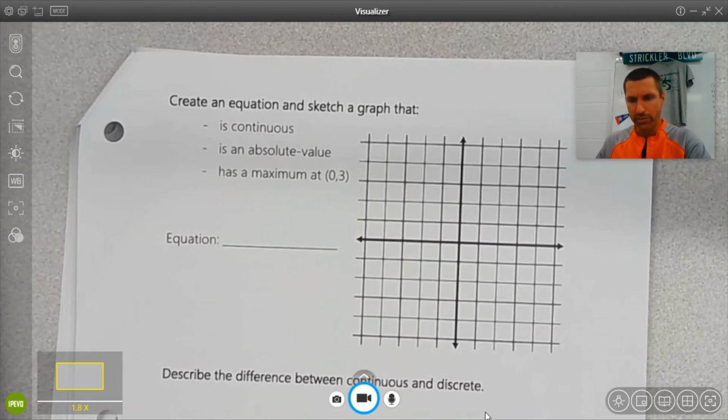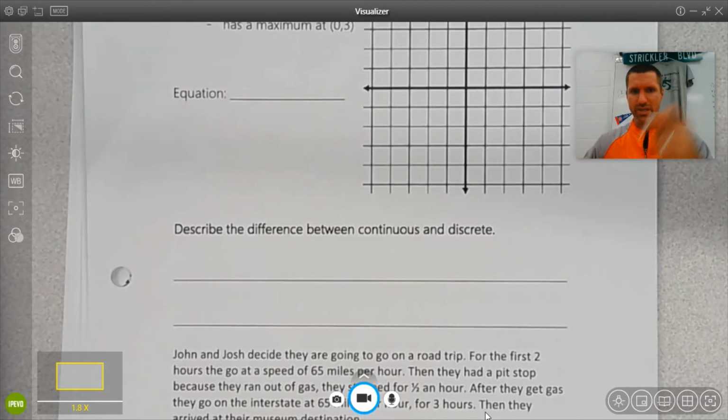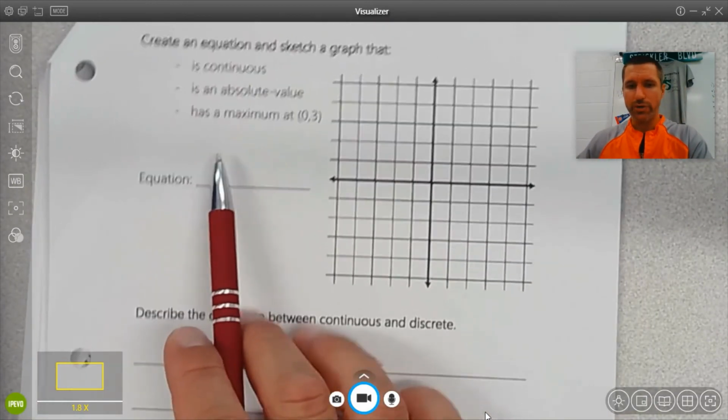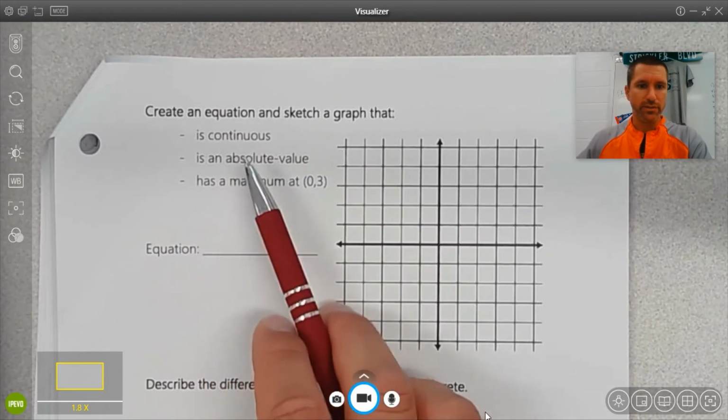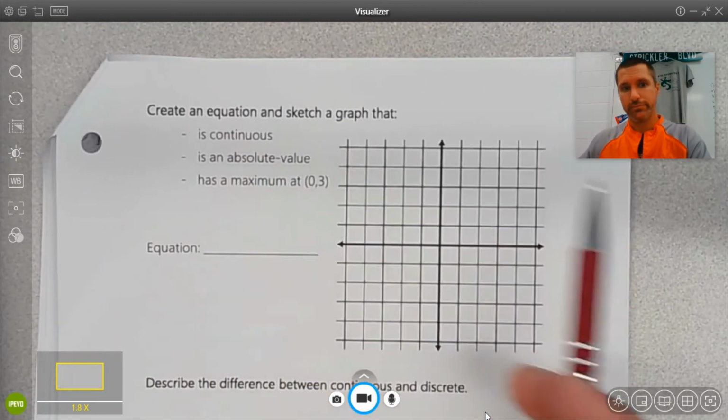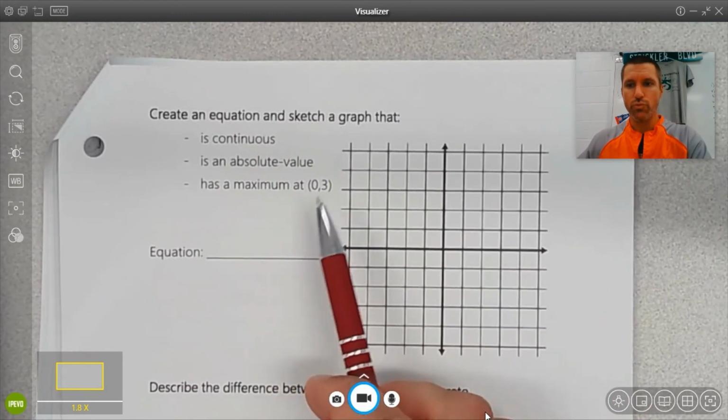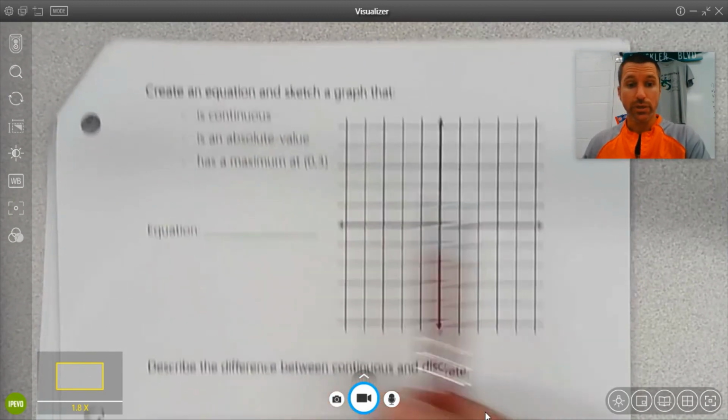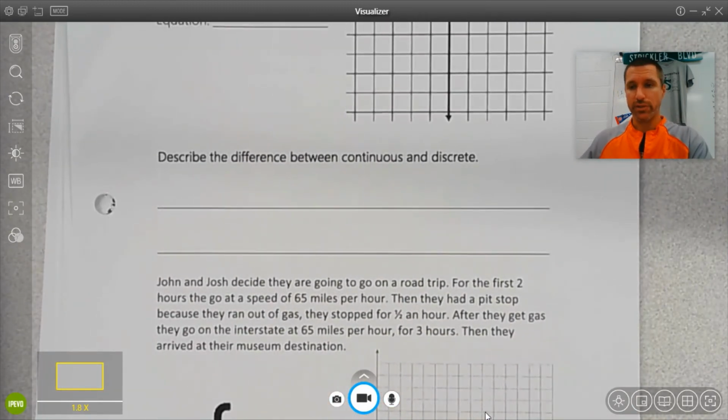There's another page here where it would be nice if you could fill some of this out on your own, and then we could talk about it in class. That'd be kind of cool if you have time to do so. So how about you try this one? Can you create an equation that is continuous, is an absolute value, and has a maximum at 0, 3? Bit of a challenge there. See how you do.